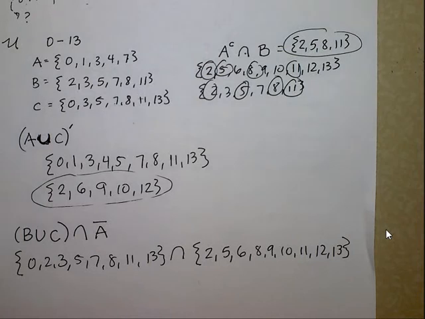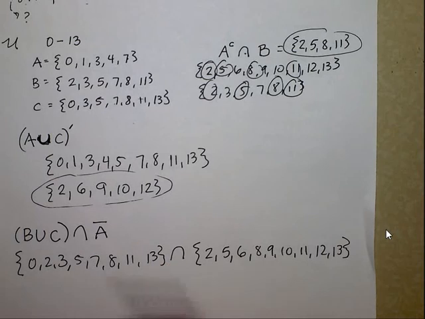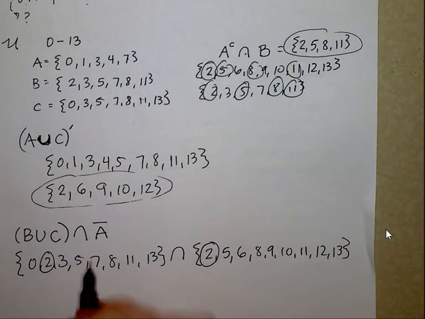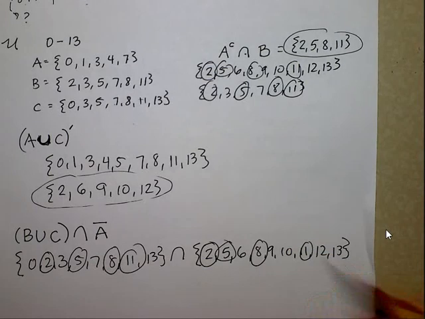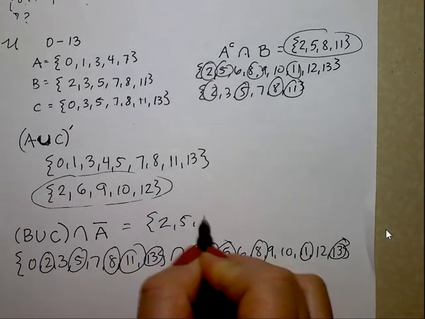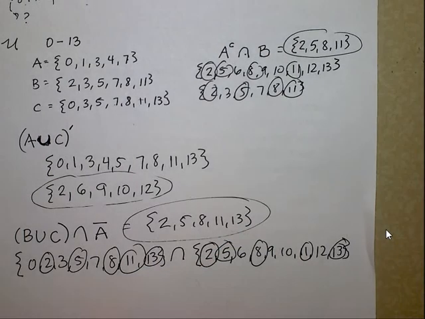Okay, so what do these two sets have in common? That's what intersection means. They both don't have a zero, but they have a 2. No 3's, we have a 5. No 6's, no 7's, we have an 8. We have 11, and we have a 13. So this answer is the set 2, 5, 8, 11, and 13. And we are done with that section.